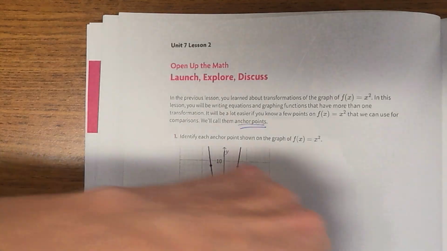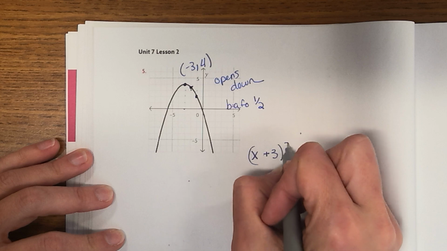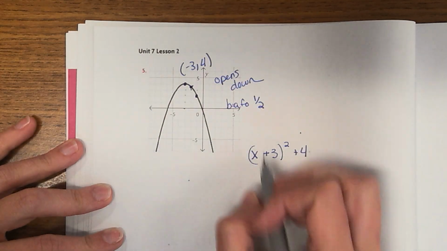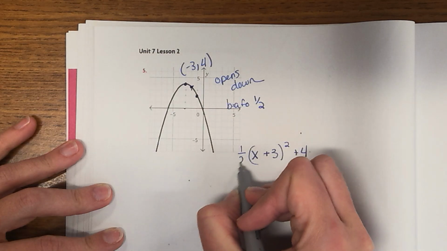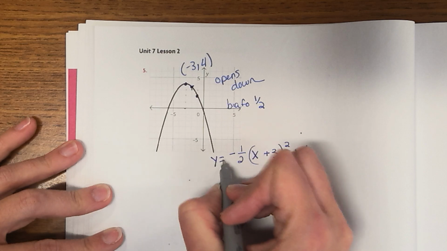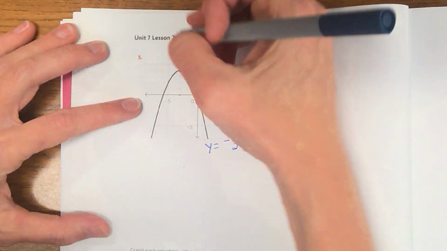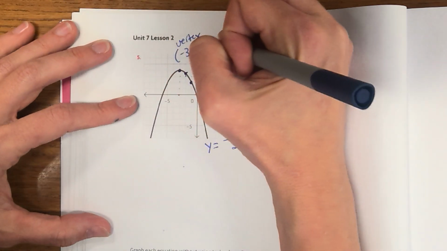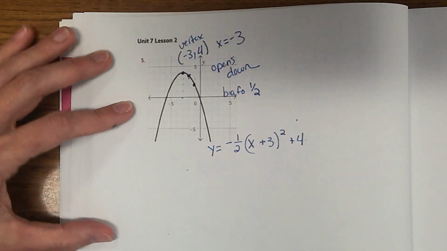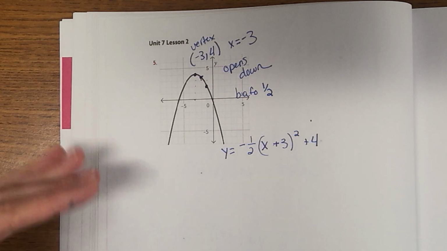Left 3. I know it's gone up 4, and it has a factor of 1/2, but it's also opening down. Boom. I think we can put that all together, and we see where all of these different pieces are coming from. So let's identify. We have our vertex, right? We have our axis of symmetry, x equals -3. We've got these different pieces going together. Okay. So that's kind of the first idea.